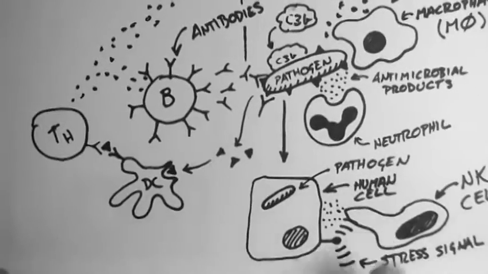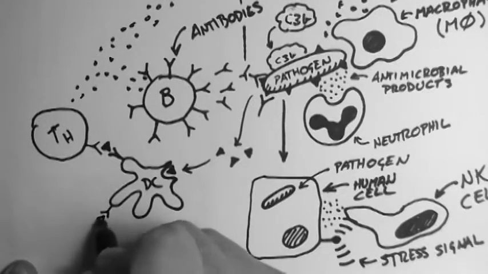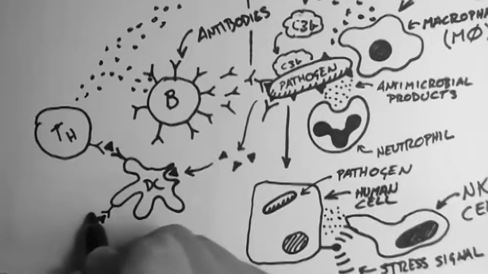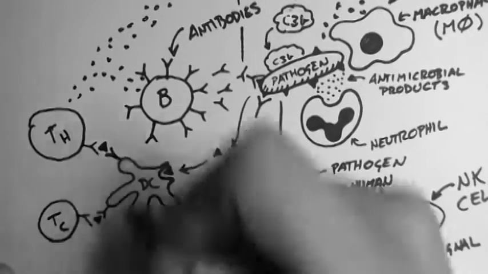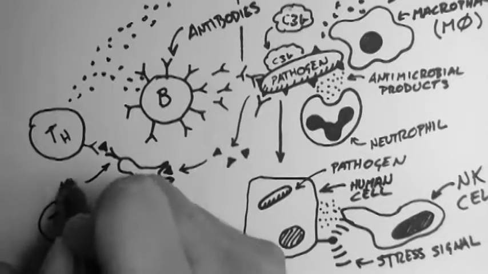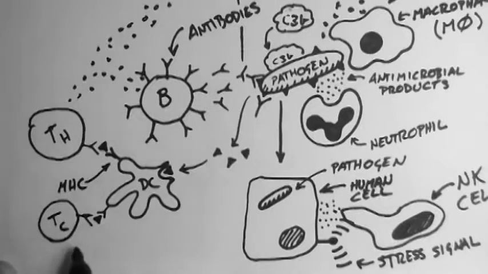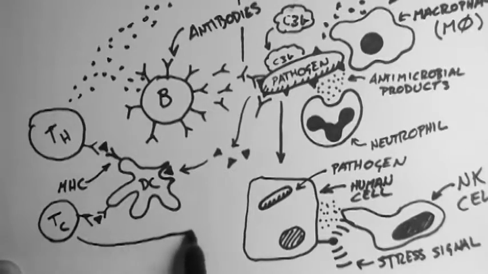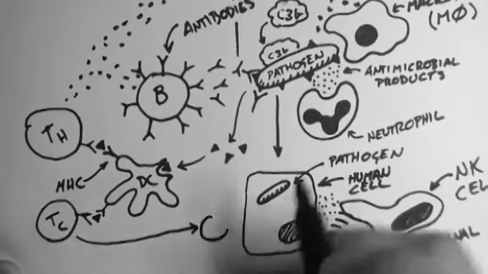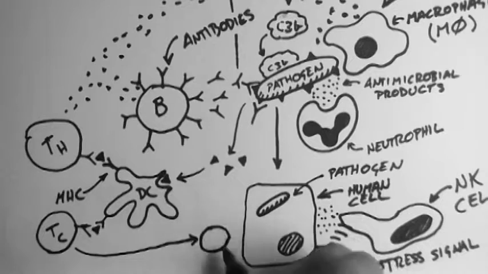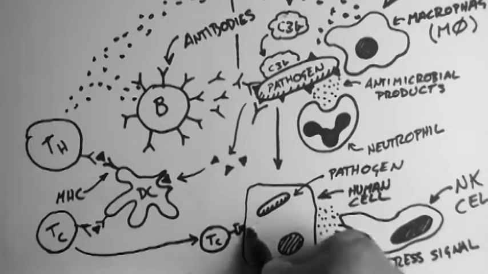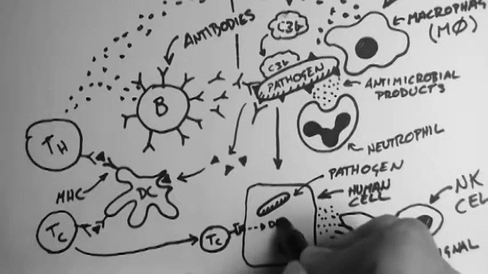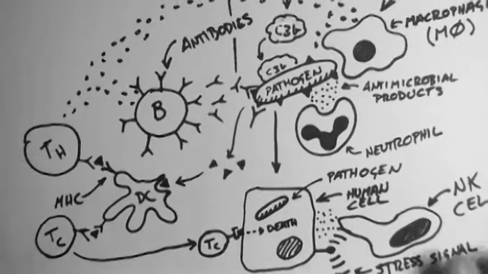Now, the other type of T cell, a cytotoxic T cell, receives this signal from the dendritic cell on that MHC molecule. And it then goes and finds infected human cells and gets them to die and take the pathogen with them. And in this way, the body controls the presence of pathogens.